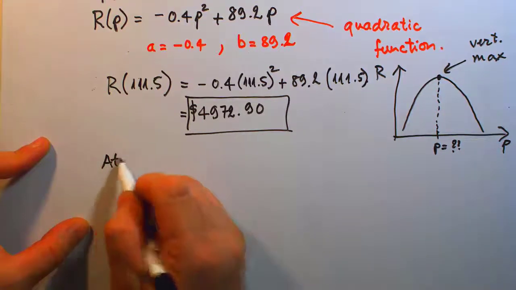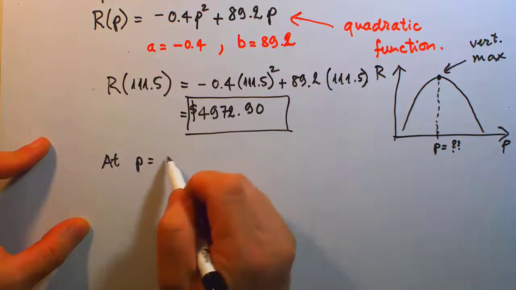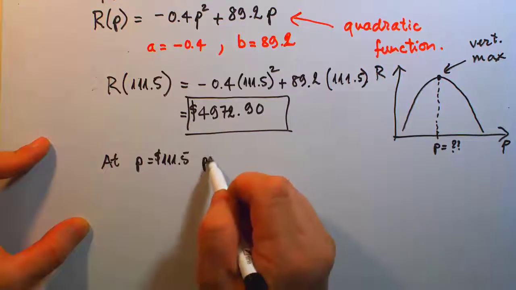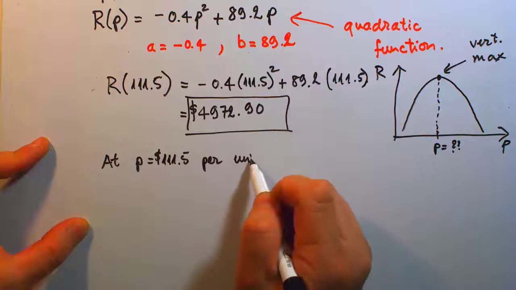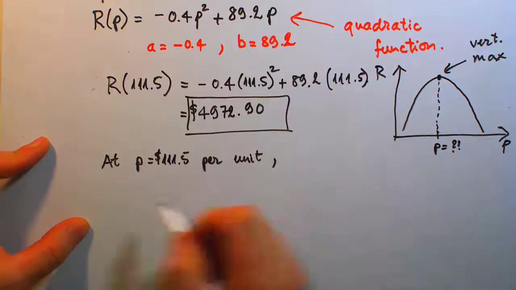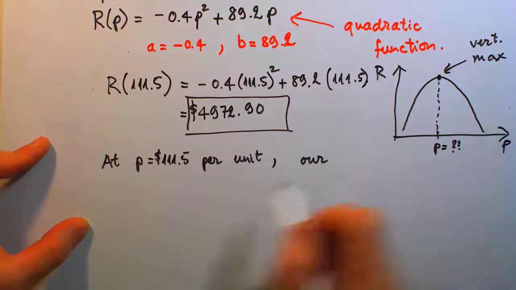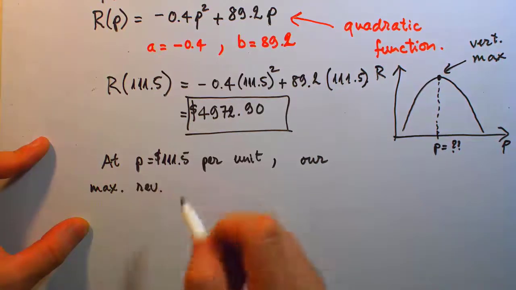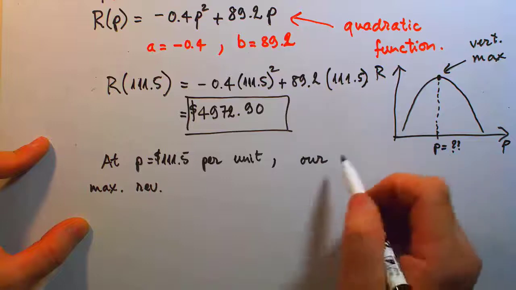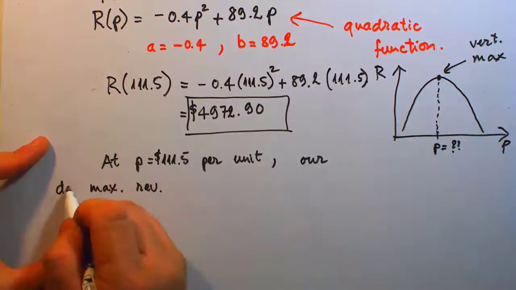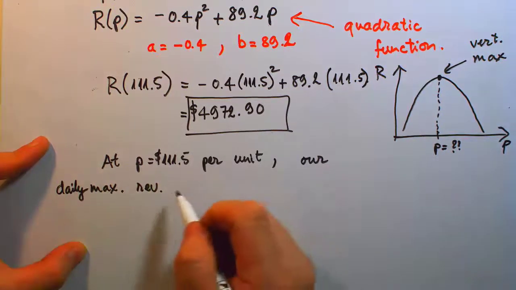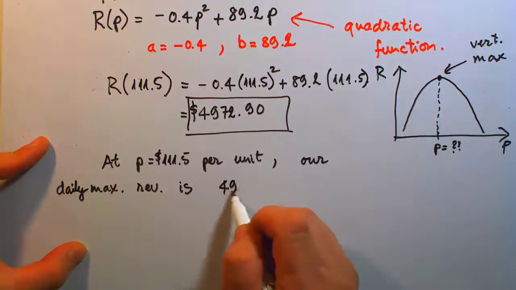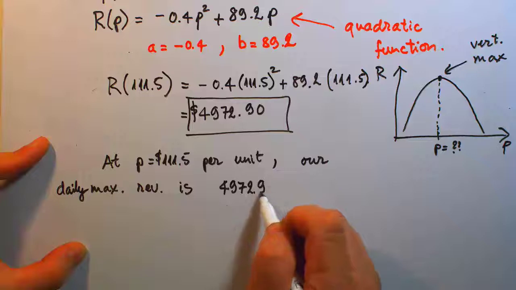And as a formal conclusion, we can say that selling at a price of $111.5 per unit, our maximum daily revenue is $4,972.90.